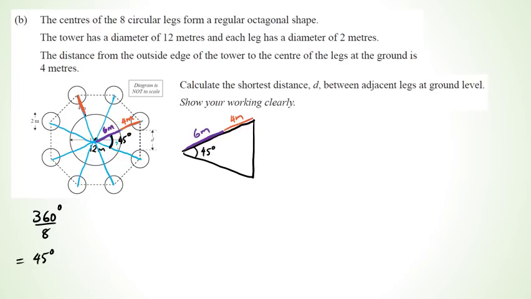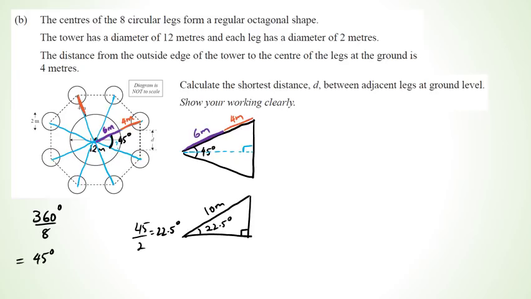Now, the next step is splitting this triangle into 2 parts, so we actually have a right angle triangle. So what we then have is a triangle that looks like this, where this distance is going to be 10 meters. This is going to be 45 divided by 2, which is 22.5 degrees. All right, so that's how we get 22.5 degrees. Now, hopefully this all makes sense to you.